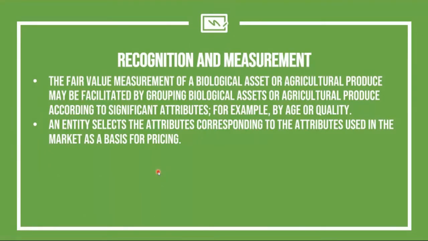Okay, so next, an entity selects the attributes corresponding to the attributes used in the market as a basis for pricing. Of course, we need to understand that the reason why you are entering into an agricultural activity is because you know that there is a market for the particular biological assets that you are cultivating, and the agricultural produce that they will be producing. So it is best that the entity will use the same measurement that is being used by the market so that there will be no discrepancies. It is easier for you to determine the market price or the fair value.